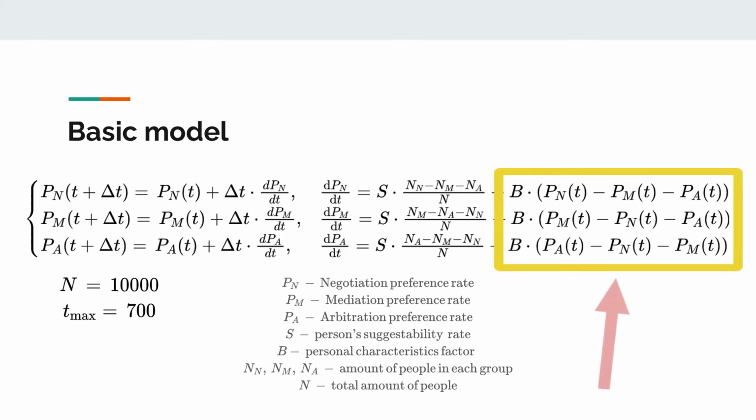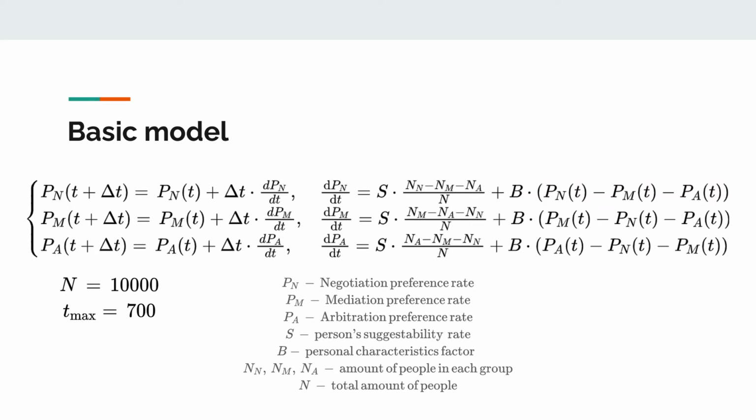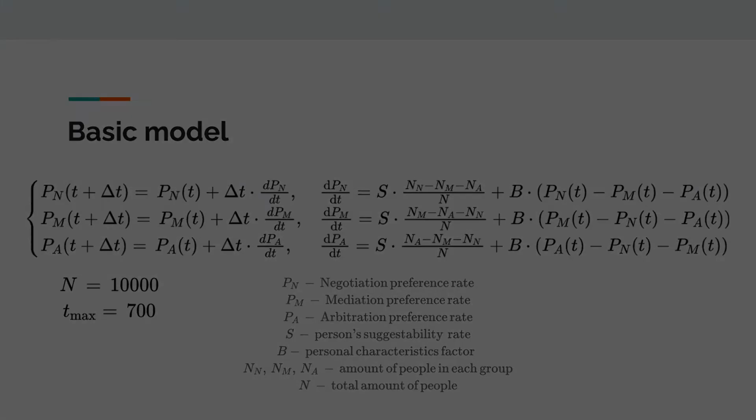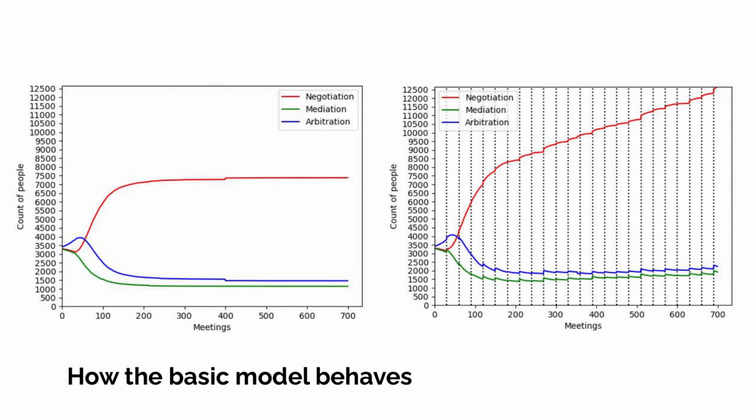The second term takes the difference between the preference rate we are currently counting and the other two and multiplies it by the personal characteristics rate, which is constant at the moment. The term describes a person's favoring between each method. So here we have plots that show how the basic model behaves. But before we proceed with the plot analysis, let's discuss how we represented our data.